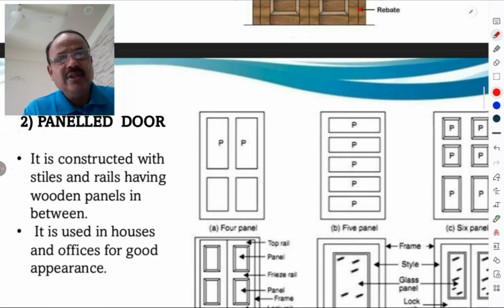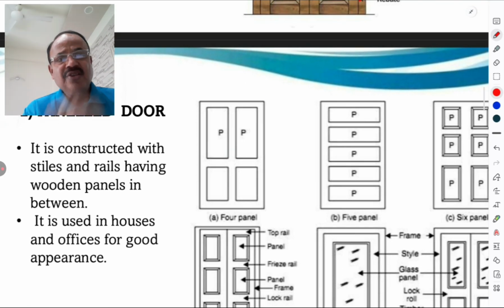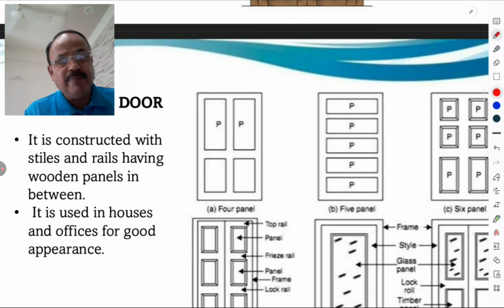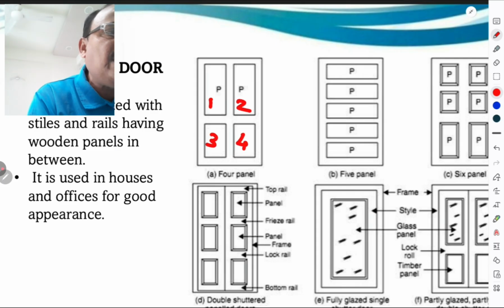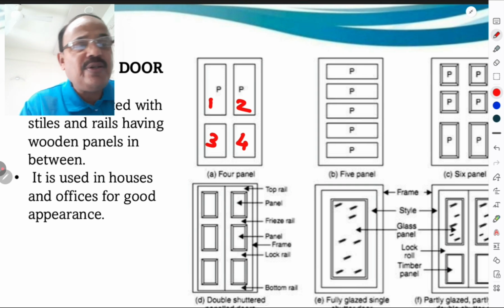Then panel door. It is constructed with stiles and rails having wooden panel in between. It is used in the houses and offices for good appearance. Now how many panels are there in this? 1, 2, 3, 4. This is the 4 panel door. This is the 5 panel door. This is the 6 panel door.